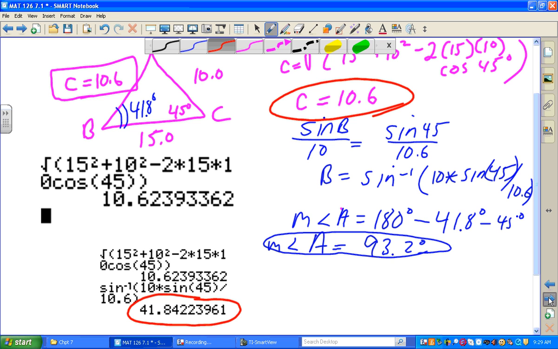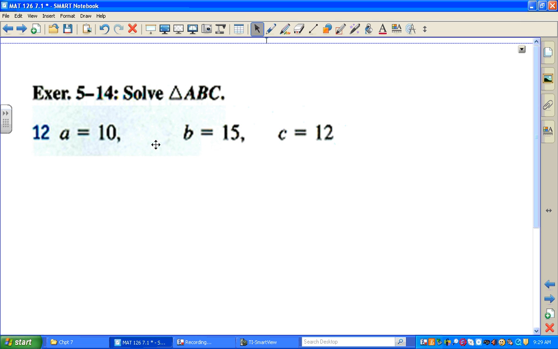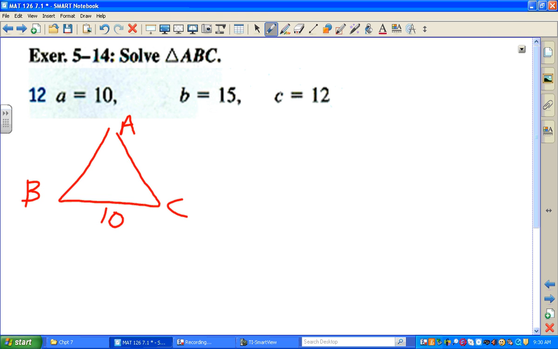This one, number 12. All three sides. We haven't had this situation before. Now I'll tell you your strategy on this one. The strategy is to use the calculator to your advantage. You only use a quad program on this side angle. This is clearly all three sides. So that's not the situation here. Here's A, here's B, here's C: 10, 15, and 12.